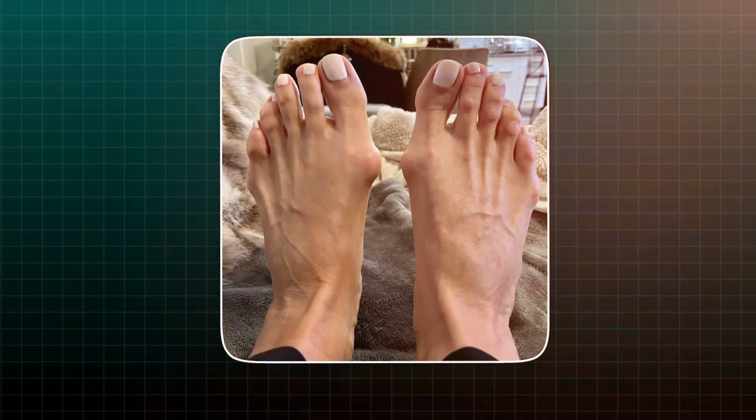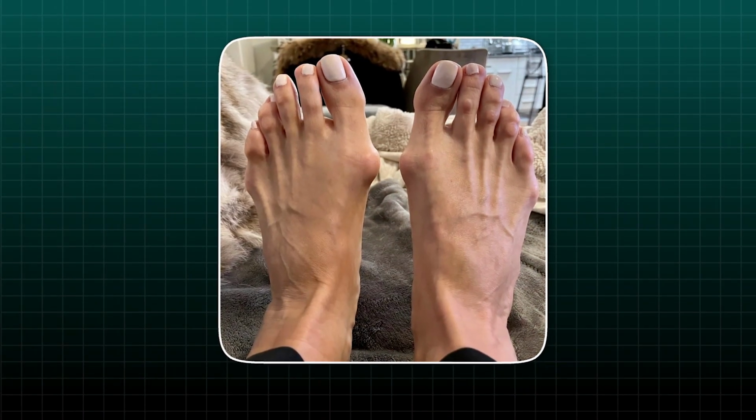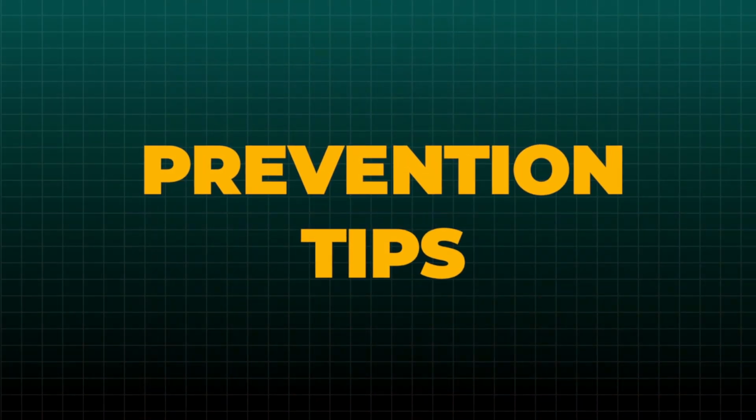Now the important part, addressing foot deformities. Conditions like bunions, bunionettes, and hammer toes can lead to development of corns and calluses. By addressing these underlying issues, you can effectively alleviate the pain caused by corns and calluses. Prevention tips. Preventing corns and calluses is all about consistency and attention to detail.